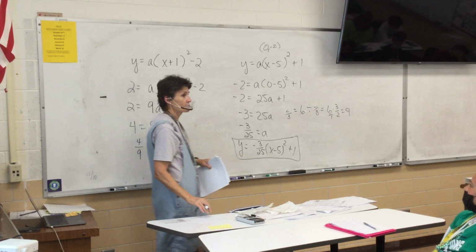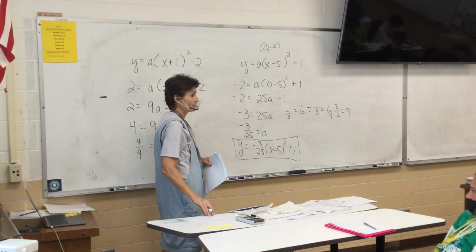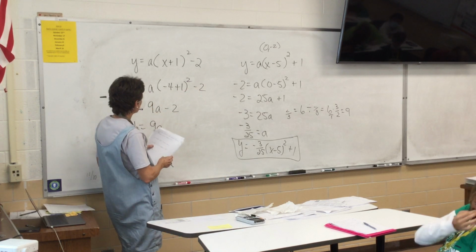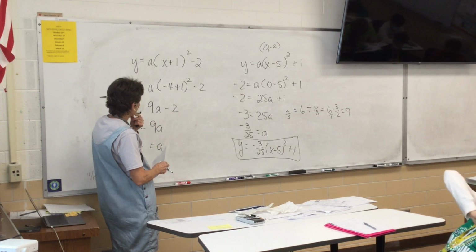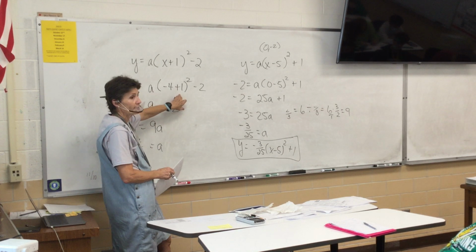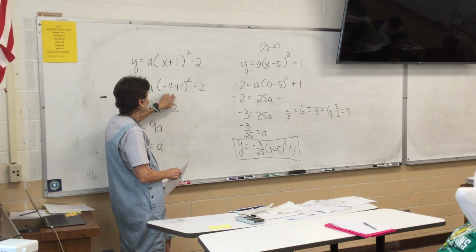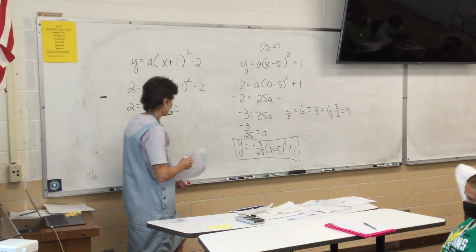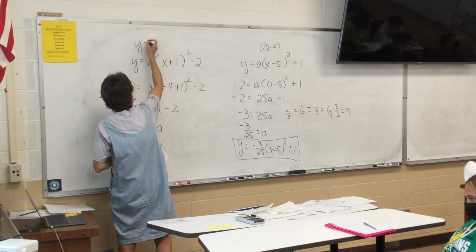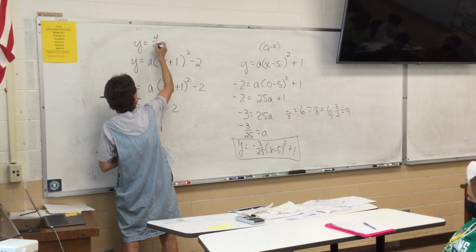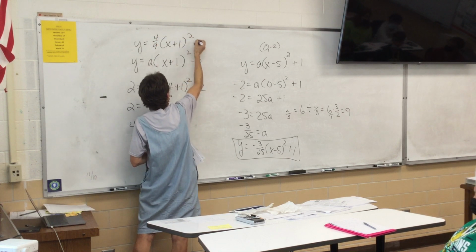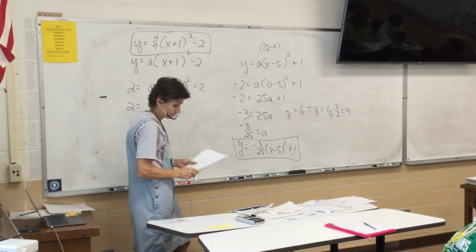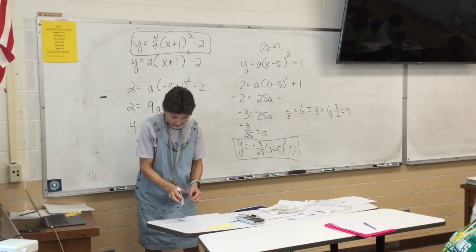I got 4/9 for a. Did you guys in your little groups get 4/9? If you didn't, take a look up here at what I did. Oh, because that's in the parentheses. So then this is -4 plus 1 is -3, -3 squared is 9, this is 9a. So you wrote down as your final answer, this right here, this is the equation. Make sure you put that 4/9 back into the equation. That's it.